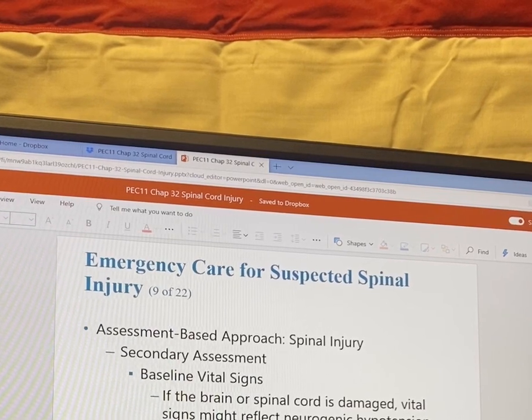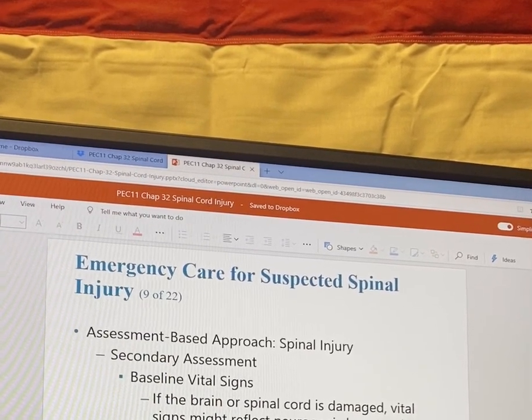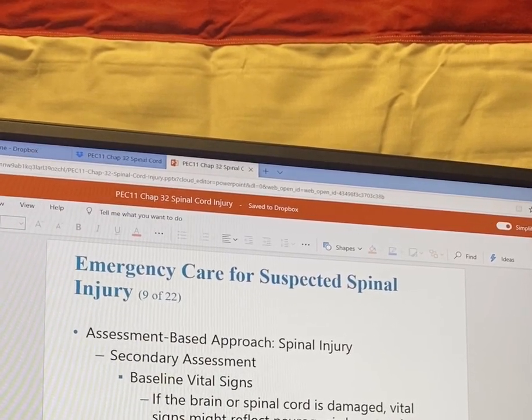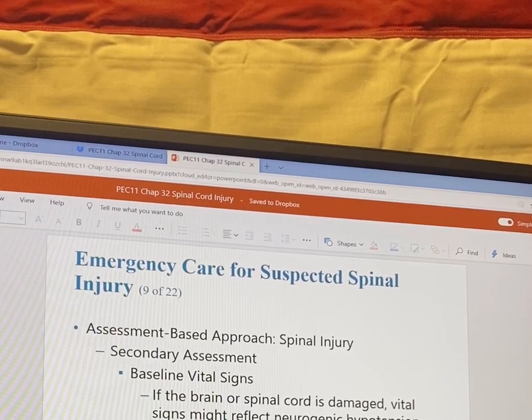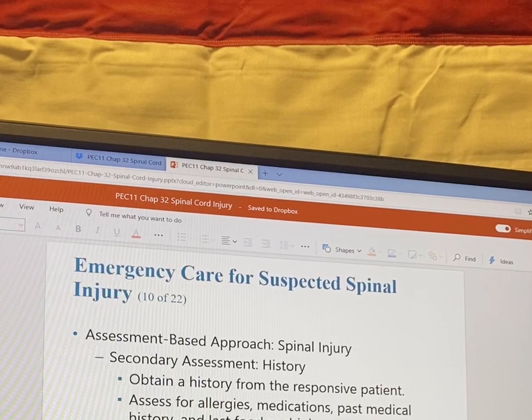All right, hypovolemia and spinal cord injury can both be present in the same patient. Therefore, be cautious in your assessment because spinal cord injury might prevent the typical signs of hypovolemic shock from occurring.